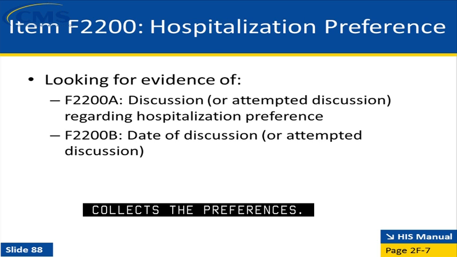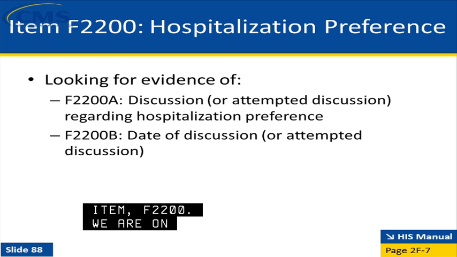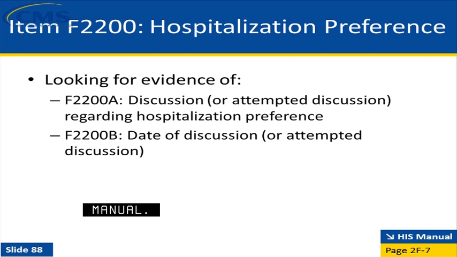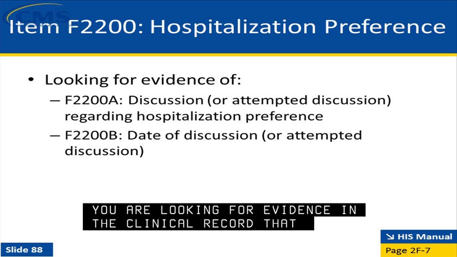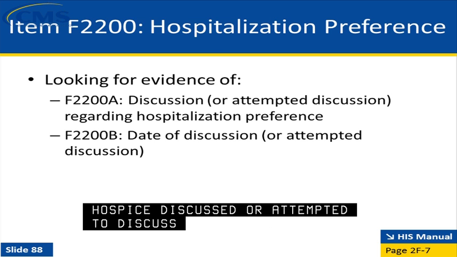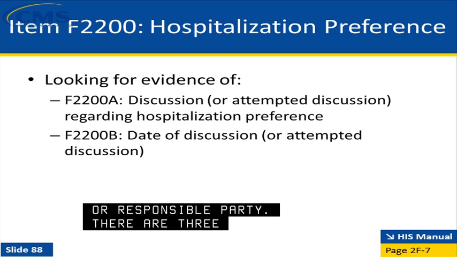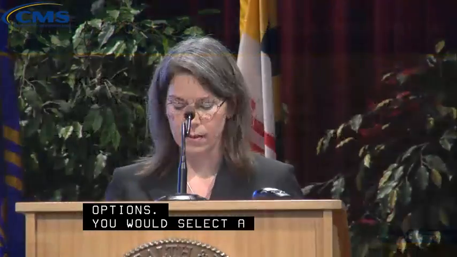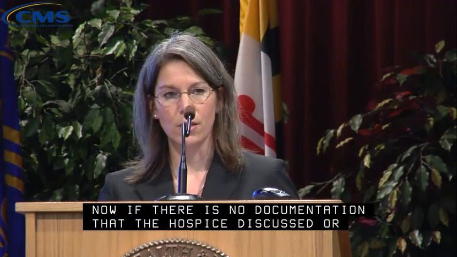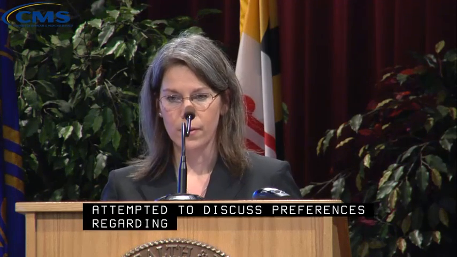Okay, so we'll move on to the next item, F2200, hospitalization preferences. We're on page 2F-7 in your manual. For item F2200, you're looking for evidence in the clinical record that the hospice discussed or attempted to discuss preferences regarding hospitalization with the patient or the responsible party. Again, for this item, there are 3 response options. You would select a code 0, or no, if there's no documentation that the hospice discussed or attempted to discuss preferences regarding hospitalization with the patient or the responsible party. And if you selected a code 0, you would skip to item F3000.